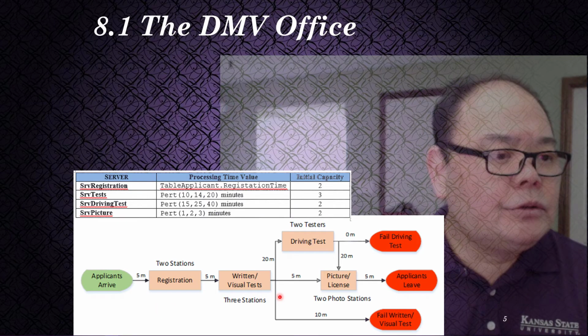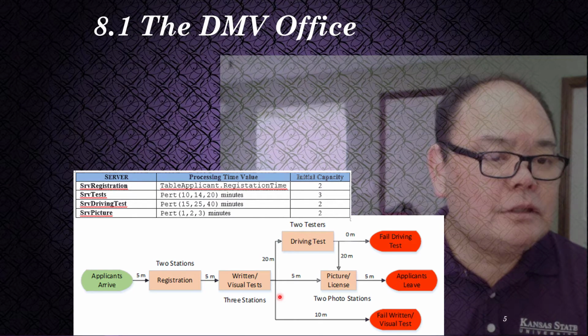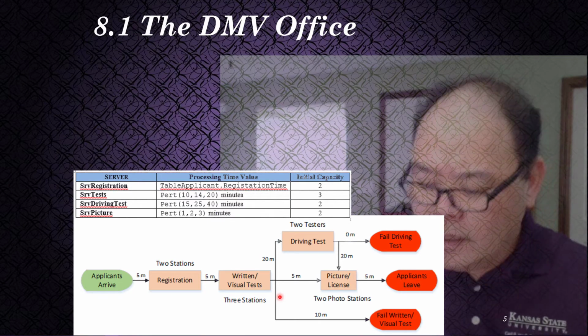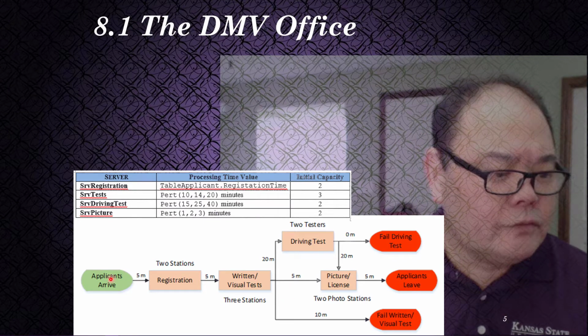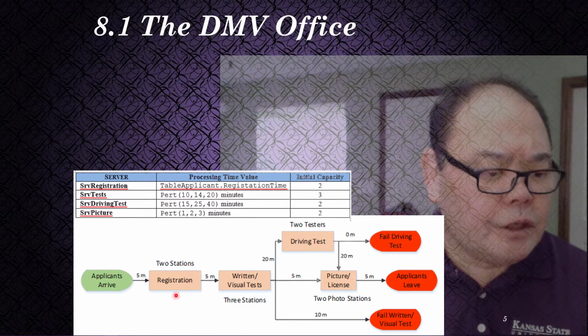Now we formally go into section 8.1, where we talk about our process, the DMV Office Process. Let me go through this process workflow first. The applicants arrive to the system. It goes through a registration. There are 2 stations in here.